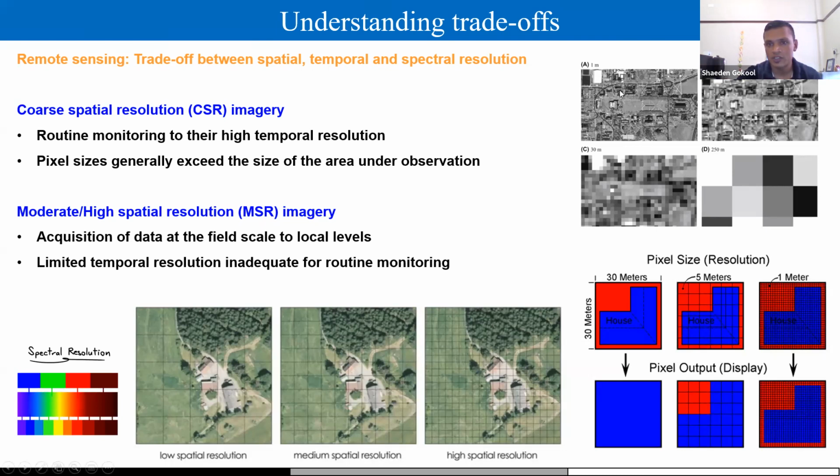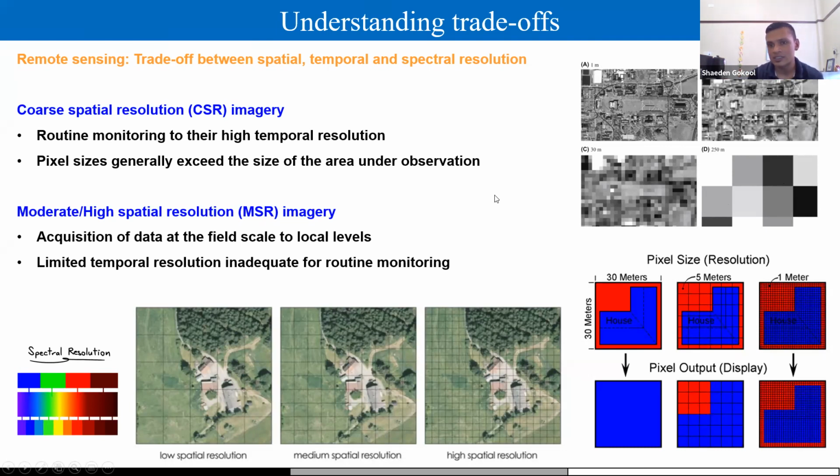So just to expand on this concept of spatial, temporal, and spectral resolution, we have these images over here which are showing different features of interest that are being captured using different spatial resolution imagery. So up here at the top, we have a very high resolution image capturing a region of interest at 1 meter spatial resolution, the same area at 10, the same at 30, and the same at 250.